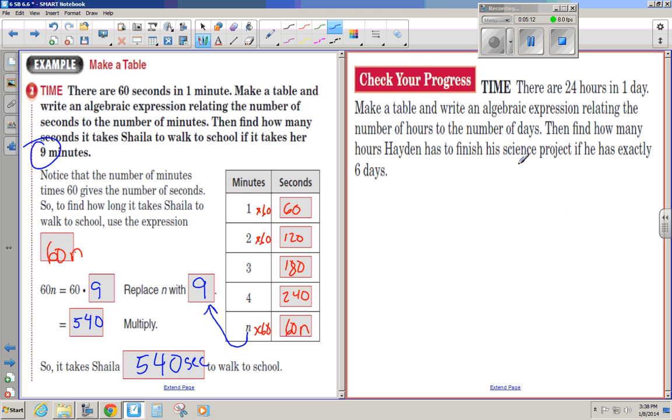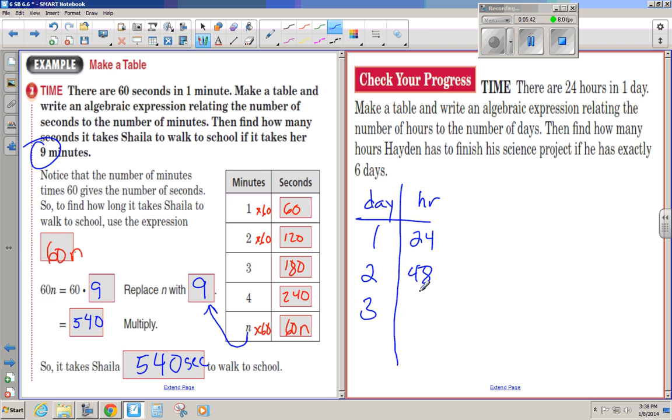All right, let's do a check your progress. There are 24 hours in one day. So let's put the days here. Let's put the hours here. And let's make a table to find a pattern. Day number 1 was 24 hours. Day number 2, another 24 hours should be 48.